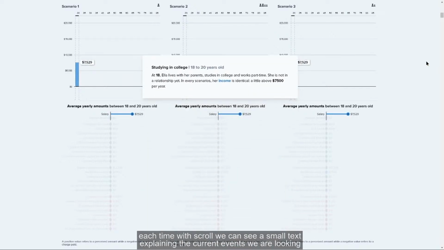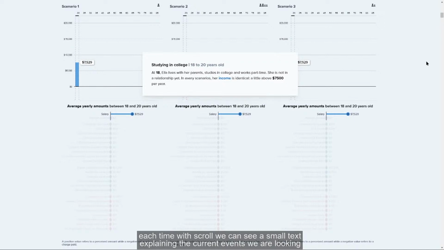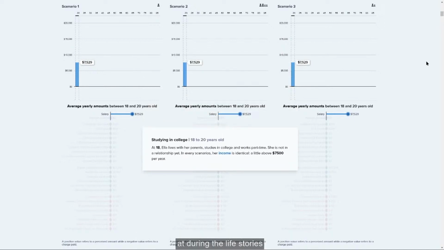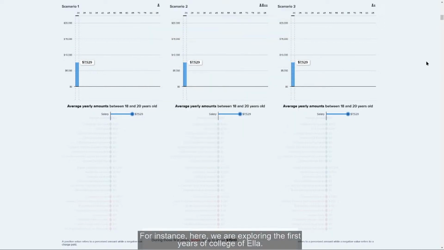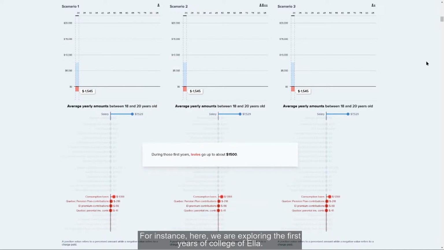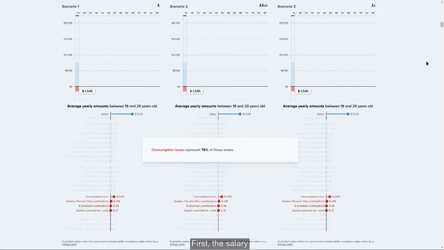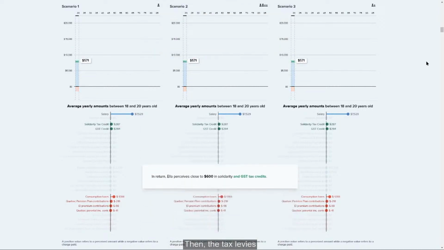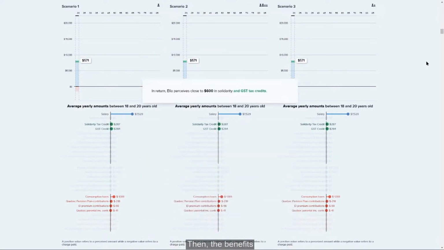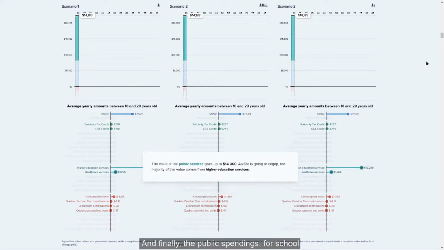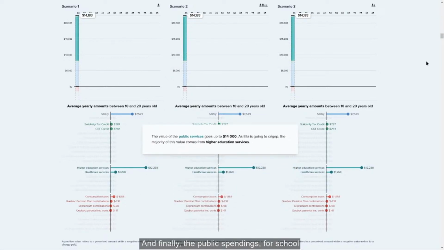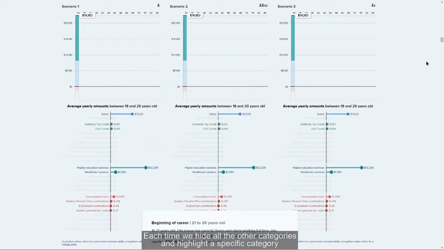Each time we scroll, we can see a small text explaining the current events we are looking at during the life stories. For instance, here we are exploring the first years of college of Ella. We go through all the different amounts. First the salary, then the tax levies, then the benefits, and finally the public spendings for school. Each time we hide all the other categories and highlight a specific category.